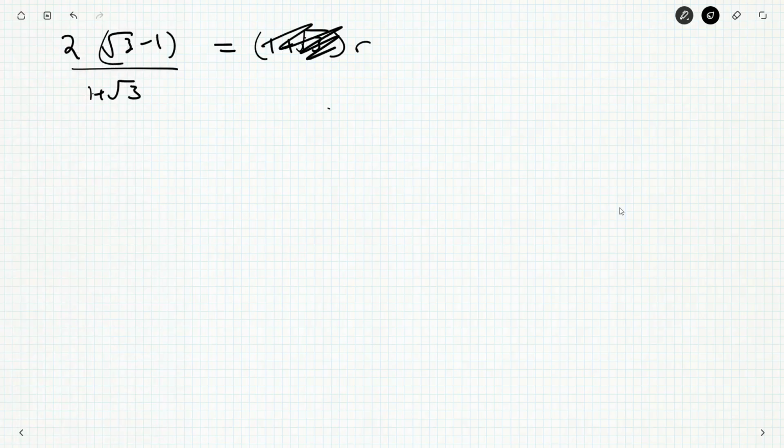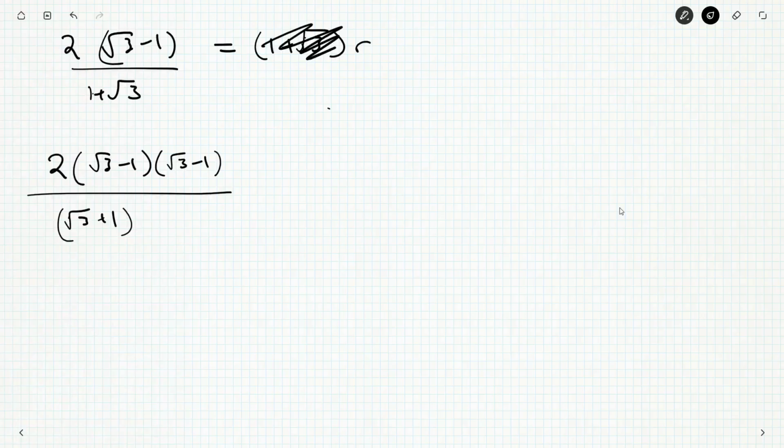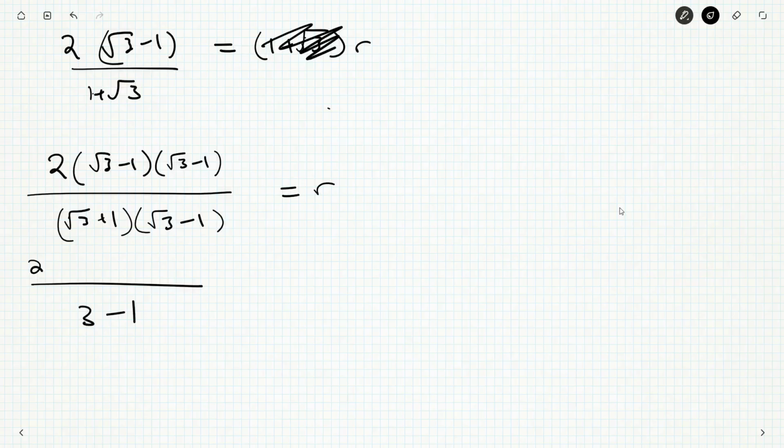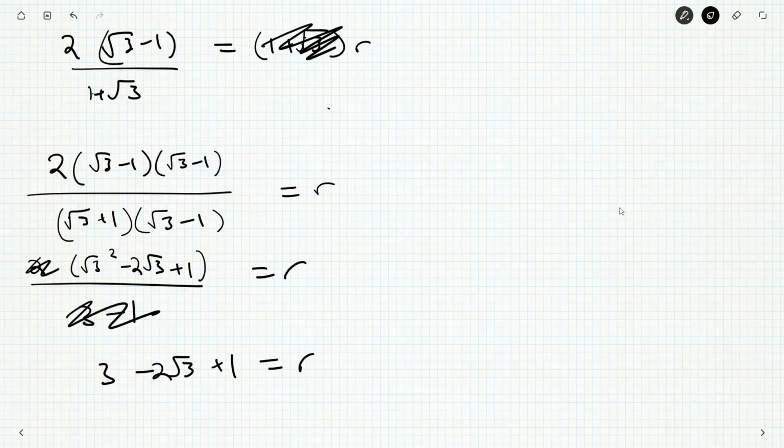I'm going to rationalize the denominator really quickly. 2 root 3 minus 1, root 3 minus 1, all over root 3 plus 1, times root 3 minus 1 is equal to r. But of course on the bottom that becomes 3 minus 1, we'll get 2. And root 3 squared minus 2 root 3 plus 1. So that's 2, that's 2. So I'll get 3 minus 2 root 3 plus 1 is equal to r, or really r is 4 minus 2 root 3. Okay.